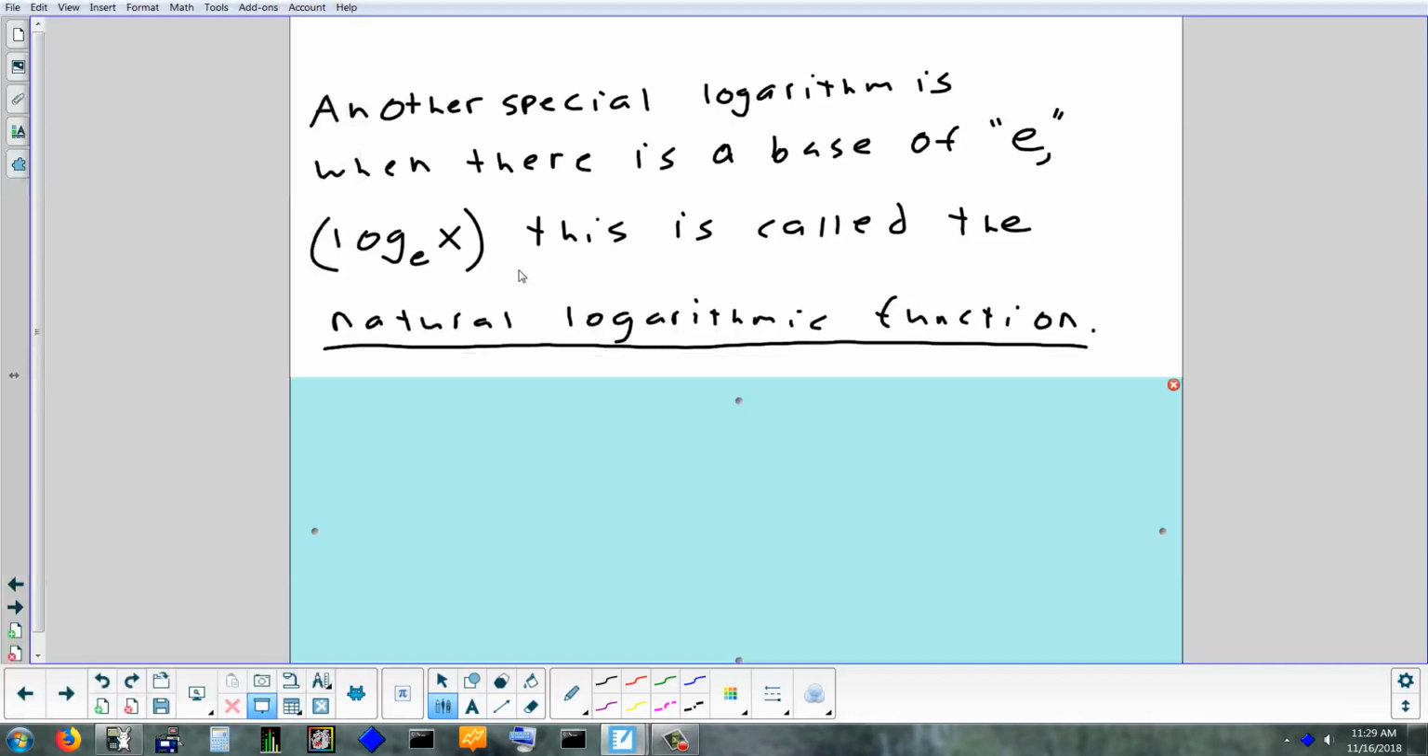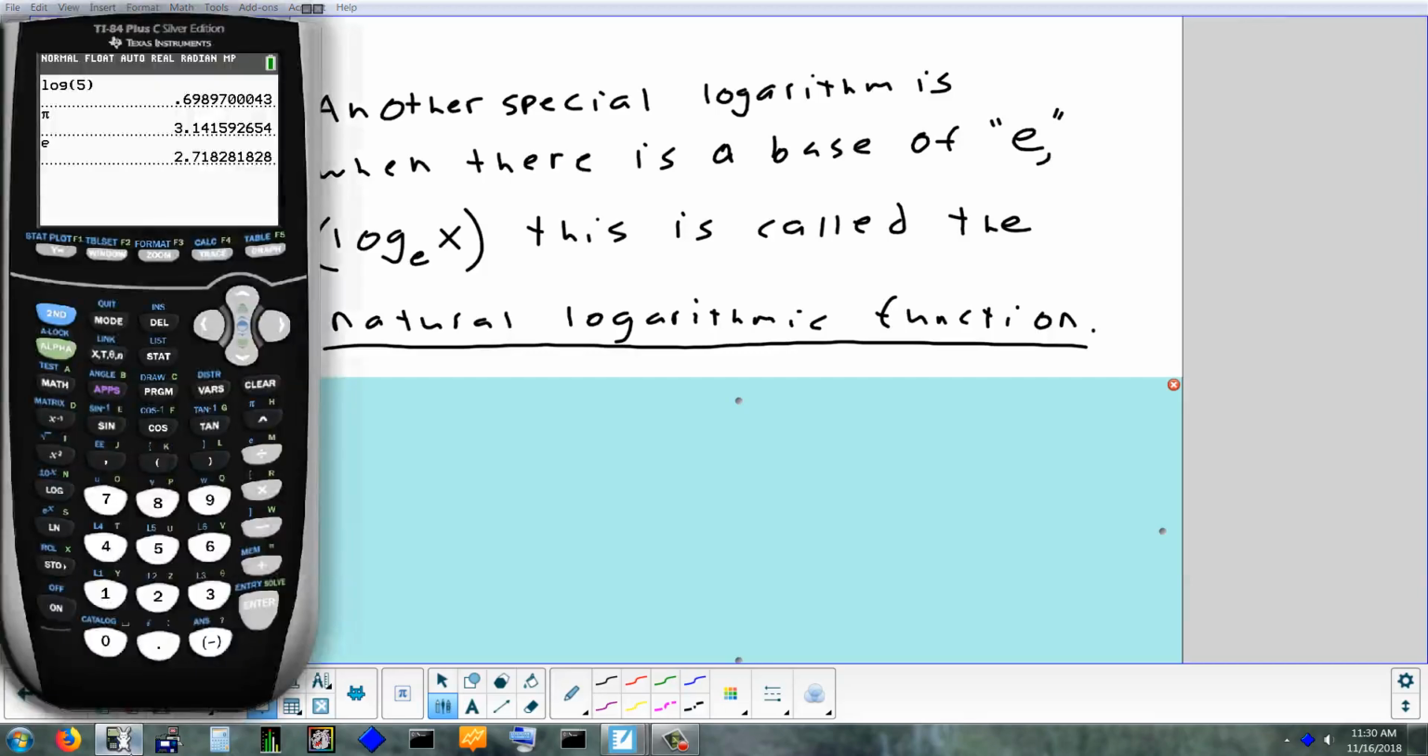If you want to do a base on the calculator that's not 10, and it's not e, there is no button for it. There's still a way to type it in. I'm going to show you that some other time. But there's no button for it. So the ln, or the natural log, is right there. It's right below the log button. It's right to the left of the 4, roughly.